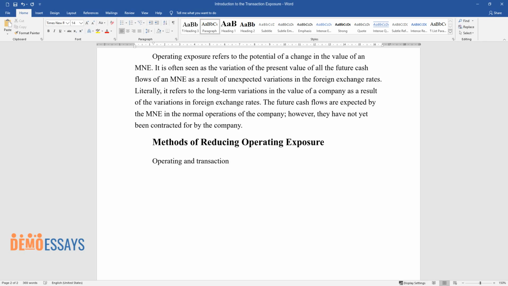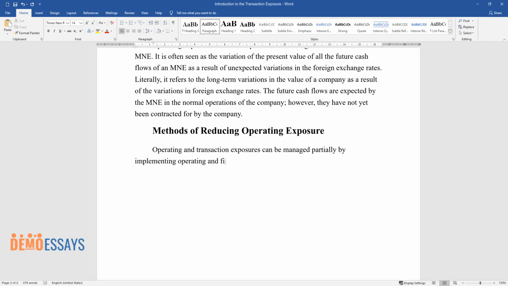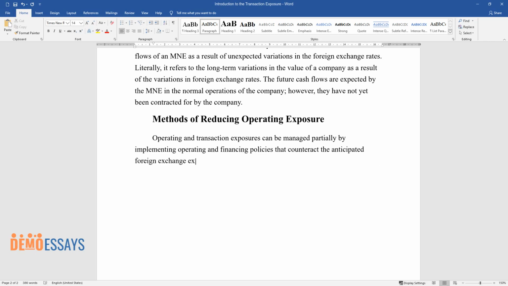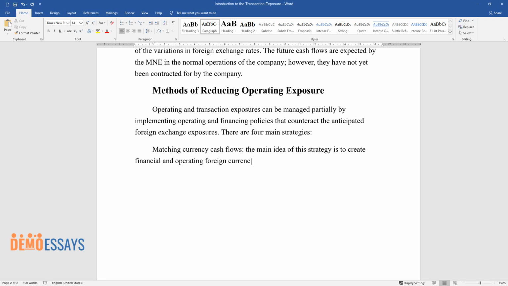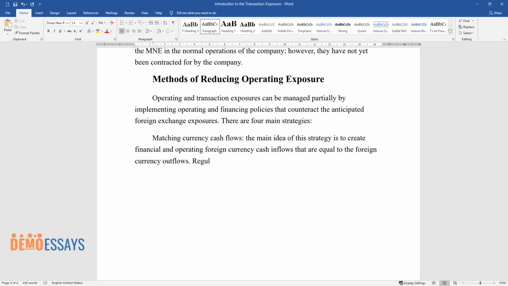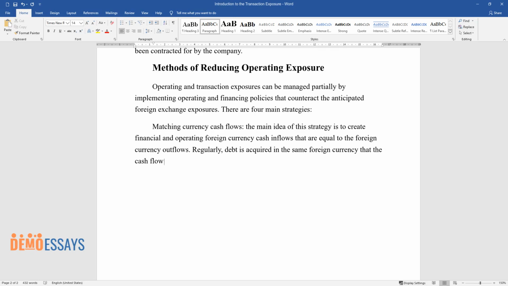Operating and transaction exposures can be managed partially by implementing operating and financing policies that counteract the anticipated foreign exchange exposures. There are four main strategies. Matching currency cash flows. The main idea of this strategy is to create financial and operating foreign currency cash inflows that are equal to the foreign currency outflows. Regularly, debt is acquired in the same foreign currency that the cash flows will be received.